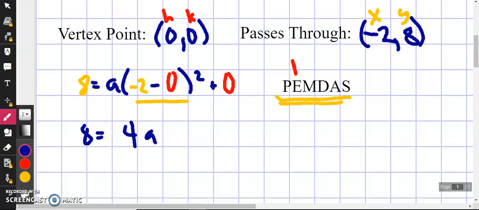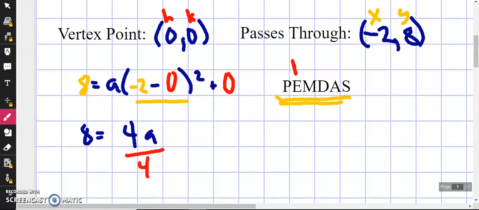So now, since I'm solving, I'm going to follow the order of operations backwards, right? So I would look for any addition or subtraction to do first. I don't see any. I see that the 4 and the a are being multiplied, so I can use my division to cancel that out. So by dividing both sides by 4, I'm going to get that a equals 2. And so now that I've got my a, I can go in and plug that into the vertex form along with the h and k.